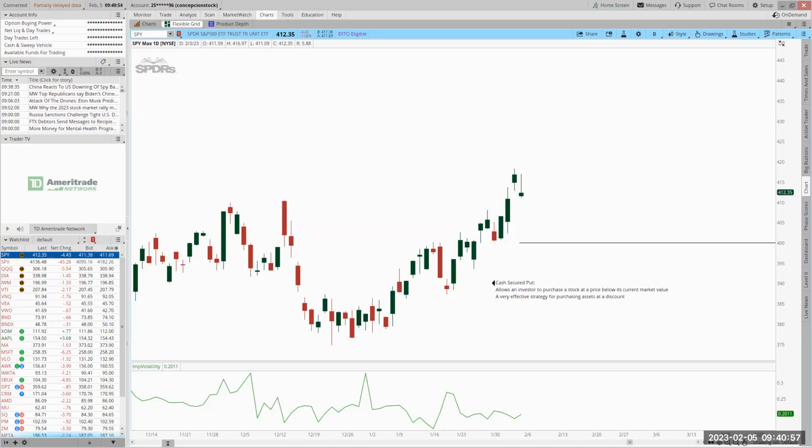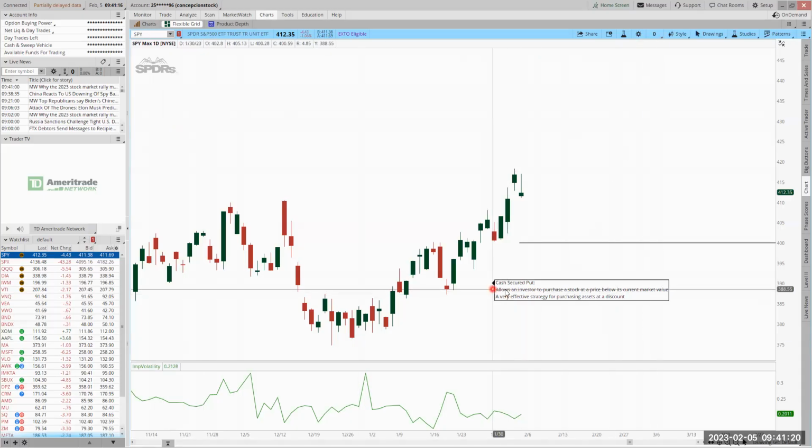Today, I'll be going over how to purchase a cash secured put, what a cash secured put is, and how to execute. Today, I am working on the TD Ameritrade platform. I am on the chart of the S&P 500, also known as the SPY, and I'm on a daily chart.